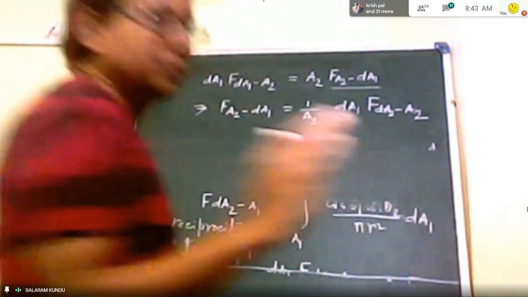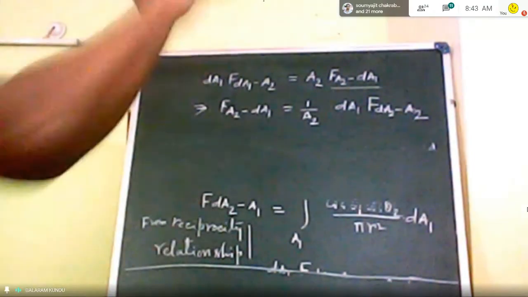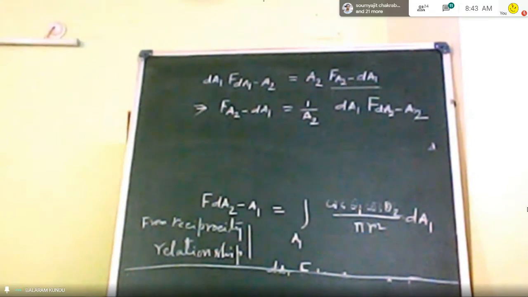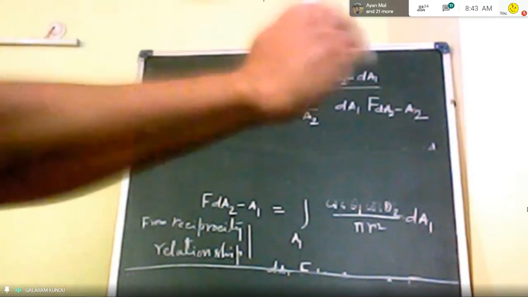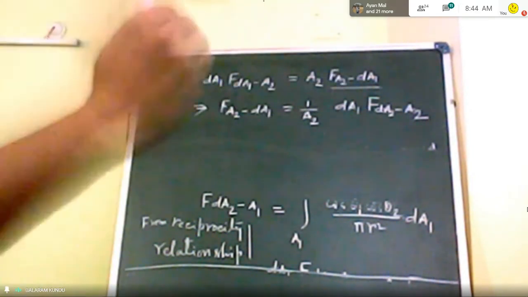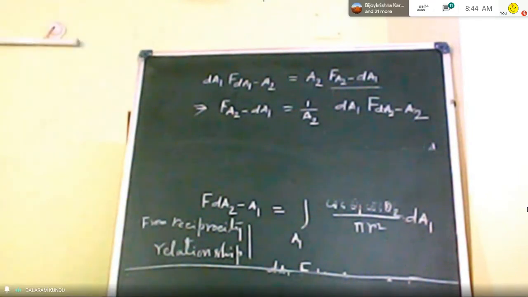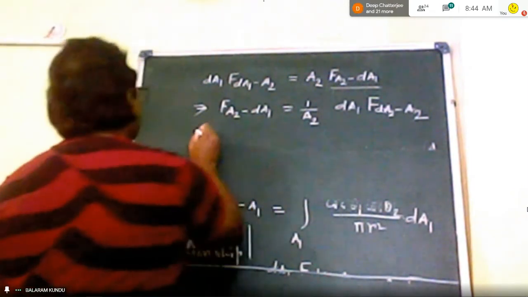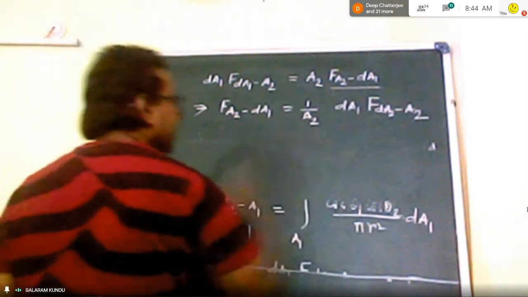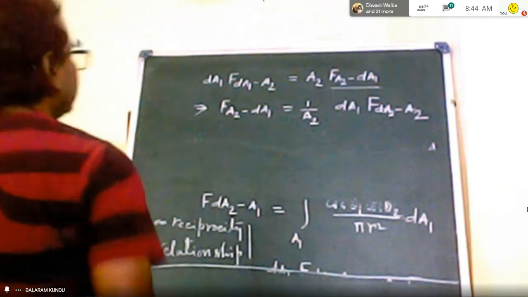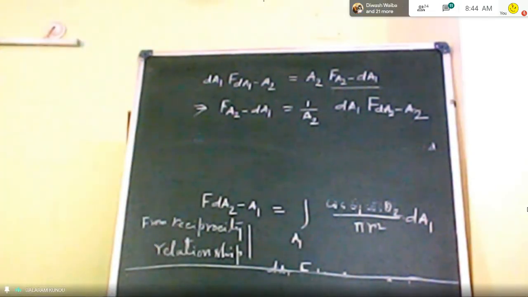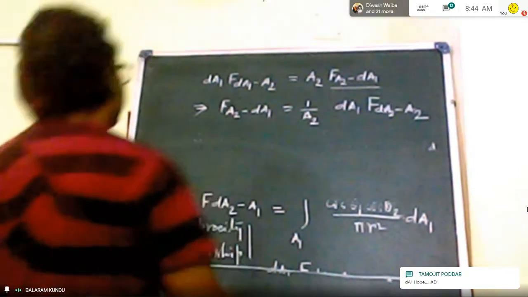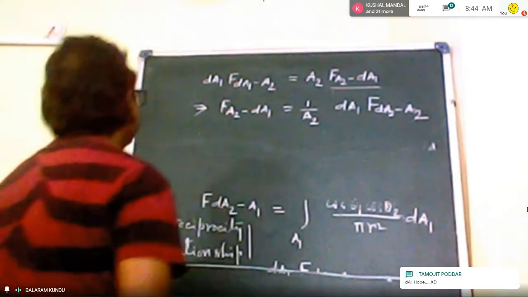So therefore, just we want to write the shape factor from A2 to A1, means shape factor between two finite surfaces. So A1, A2 are finite surfaces. So therefore here we can write again integration may be needed to get that shape factor between two finite surfaces. So next step, definitely integration is needed.